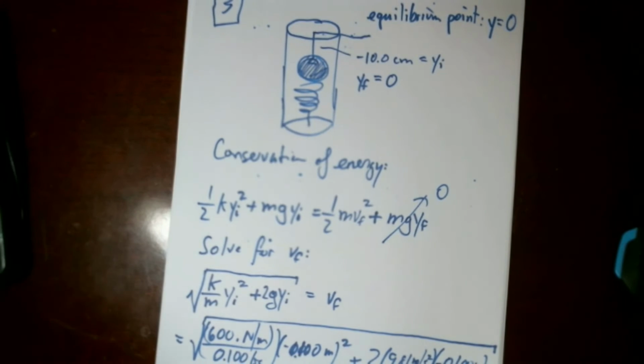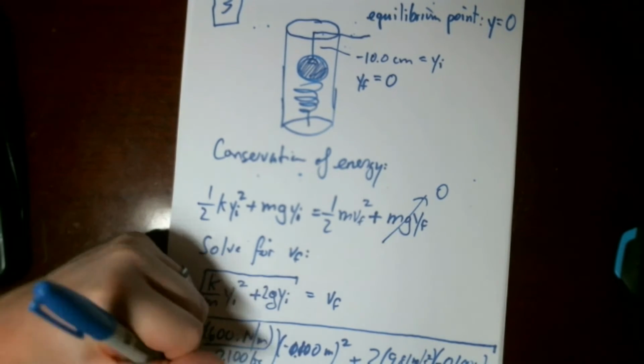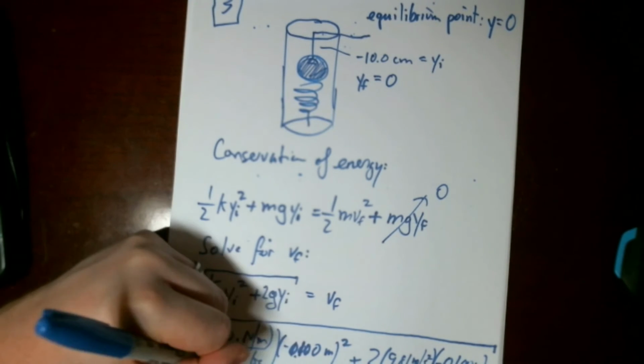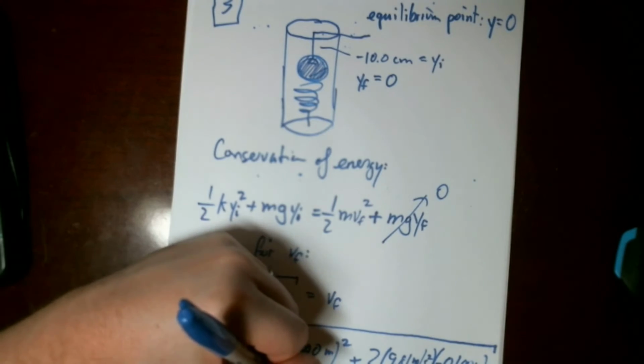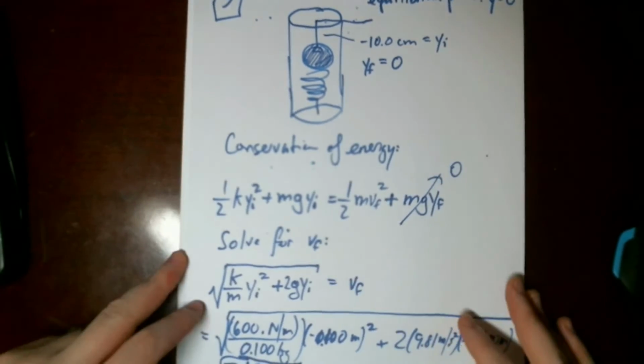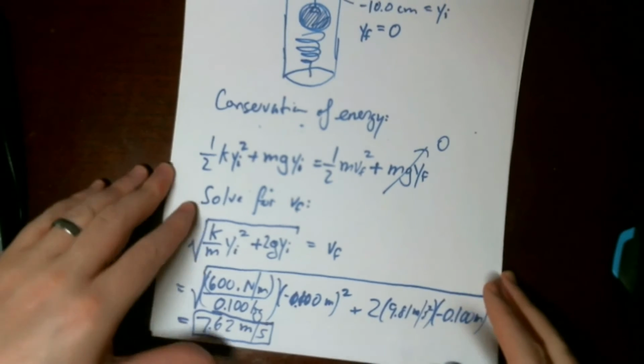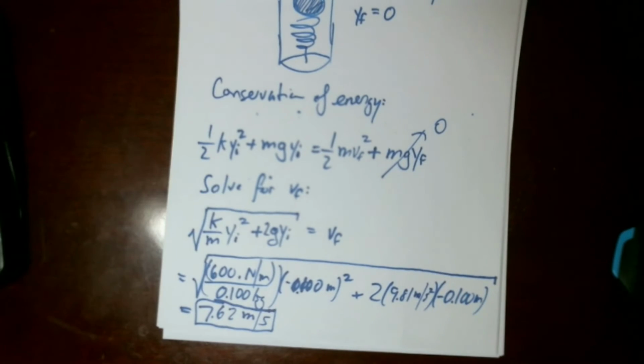All right, and I find the velocity to be 7.62 meters per second. Notice that because of the gravitational potential energy, the ball's going a little slower when the spring returns to equilibrium compared to the horizontal version of this problem, and that's due to the extra potential energy it has to overcome to make it to equilibrium.